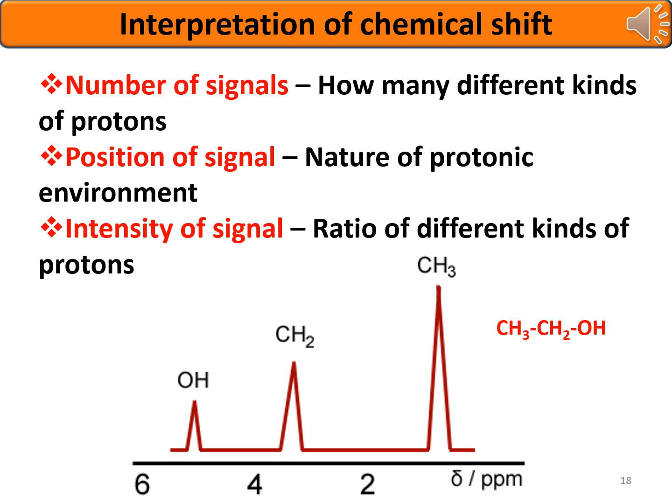And the last one is, we can see the 3 signals are of different intensity. The one with the maximum number of protons, that is the CH3 group, has the maximum intensity, and the one with the minimum number of protons, that is OH, has the minimum intensity.